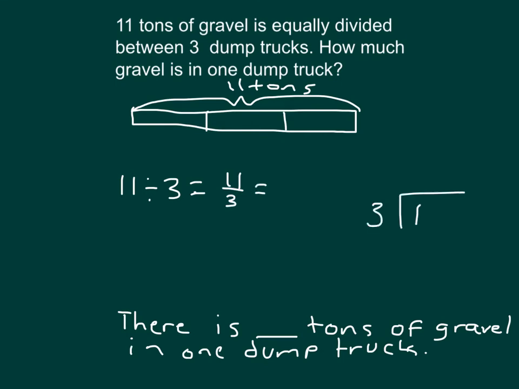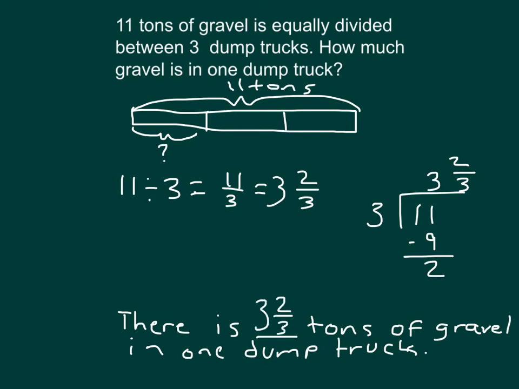3 goes into 11 3 whole times. 3 times 3 is 9. 11 minus 9 is 2. If I could divide that 2, I would divide it by 3. So 11 thirds is also 3 and 2 thirds. So within each of these dump trucks, there is 3 and 2 thirds tons of gravel.